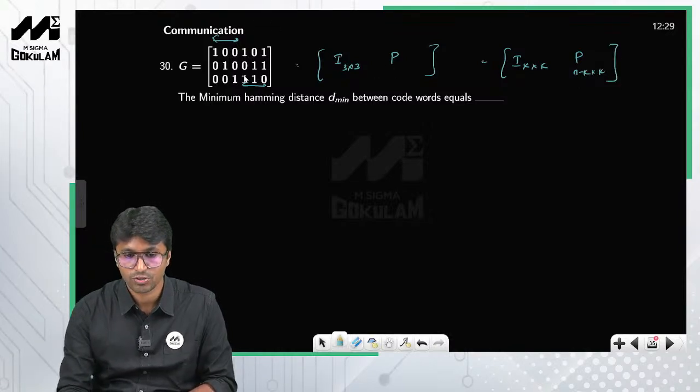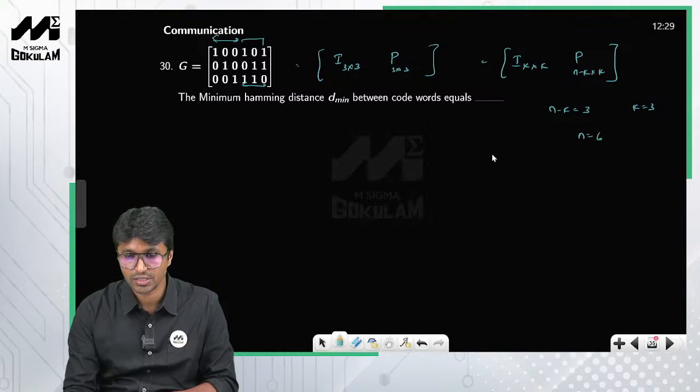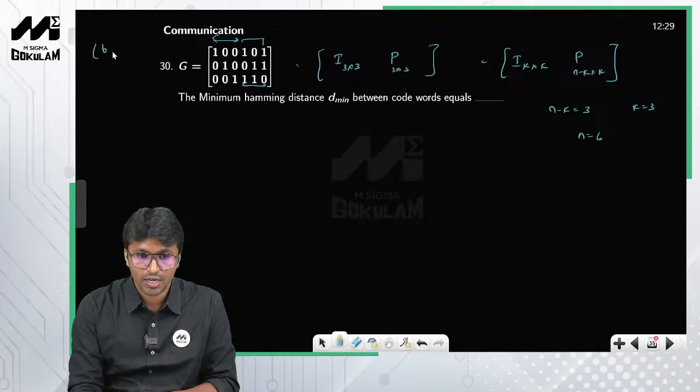N by k. Looking at this one, this is 3 by 3, right? So n minus k is equal to 3, and clearly k is equal to 3, so therefore n is equal to 6. So they are talking about a 6,3 linear block code, right?